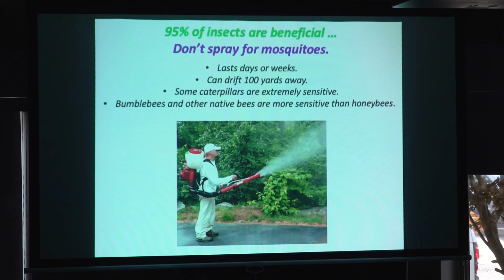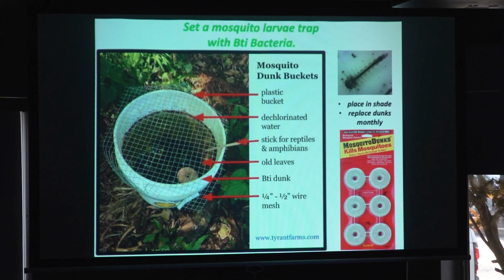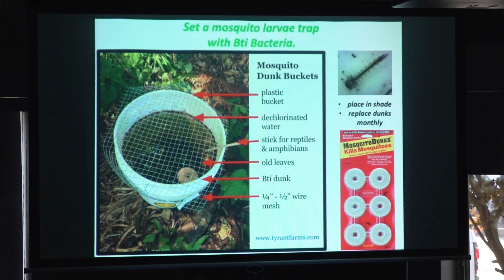And of course, it's going to affect everyone else's property in addition to yours if you're hiring this person. Caterpillars are extremely sensitive. Bumblebees and other native bees are more sensitive than honeybees are. And here's what to do instead if you want to deal with mosquitoes.